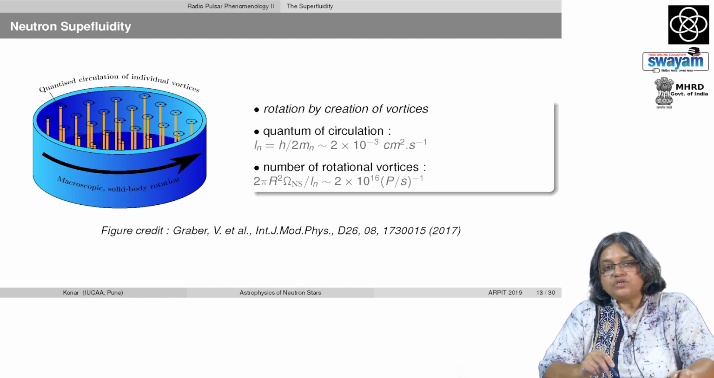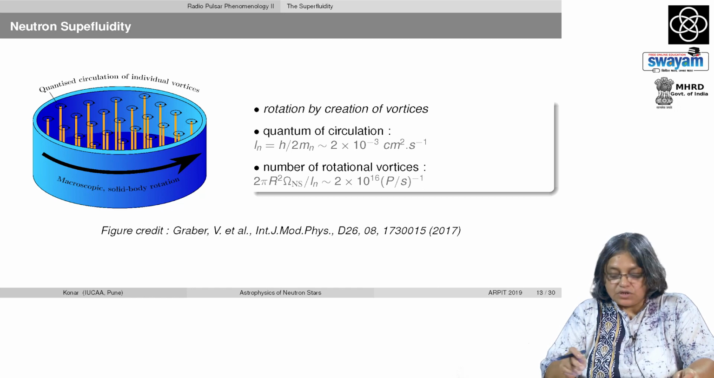And now, to support the rotation of a neutron star, which has a mass of maybe 1 to 3 solar mass, somewhere within that range, we need a huge number of such quanta. So, if we consider a typical neutron star of, let us say, radius of 10 kilometer and rotating with a spin period of 1 second, we would need something like 10 to the power 16 such rotational vortices inside the neutron star to support its rotation.